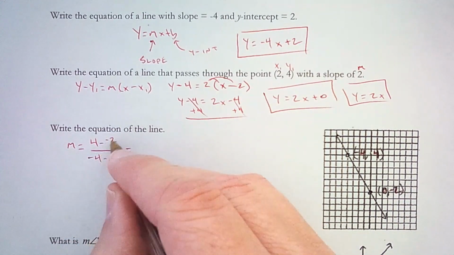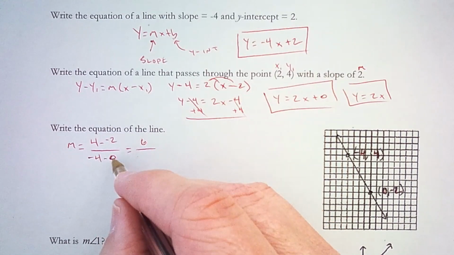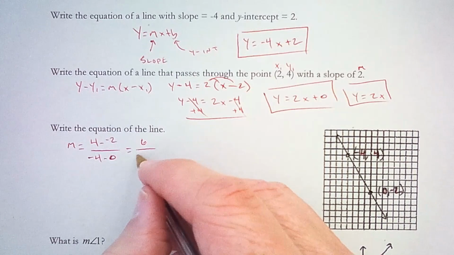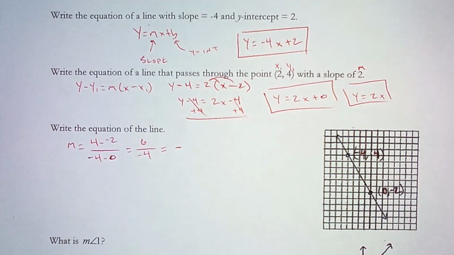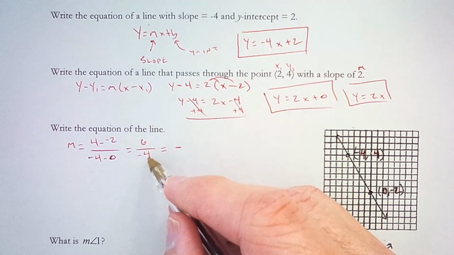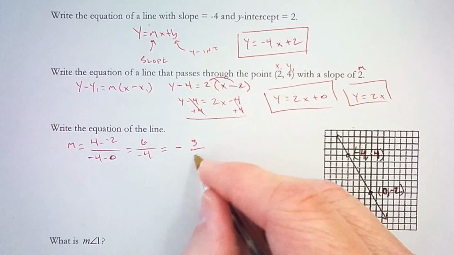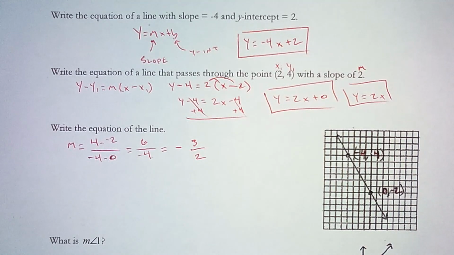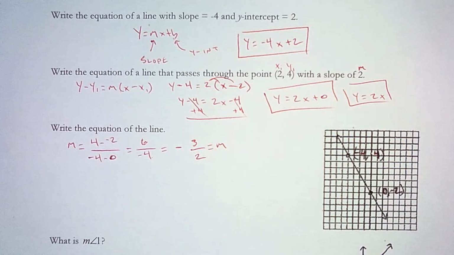4 minus negative 2, that means 4 plus 2, that's 6. Negative 4 minus 0 is negative 4. Positive over negative is negative. And 6 over 4 simplifies. 2 goes into 6 3 times, and 2 goes into 4 2 times. The slope is negative 3 over 2. Okay, so there's m.